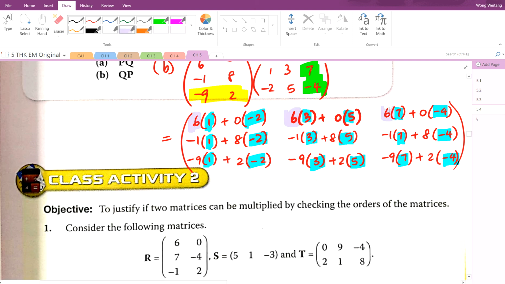So next one, we look at this 6 over here. 6, 6, 6, 0, 0, 0, -1, -1, -1, 8, 8, 8, -9, -9, -9, 2, 2, and 2. Work it out with your calculator.